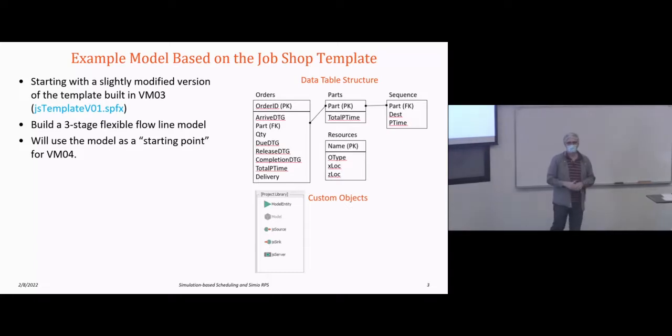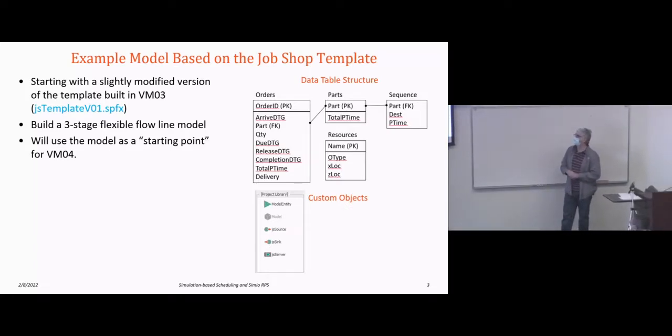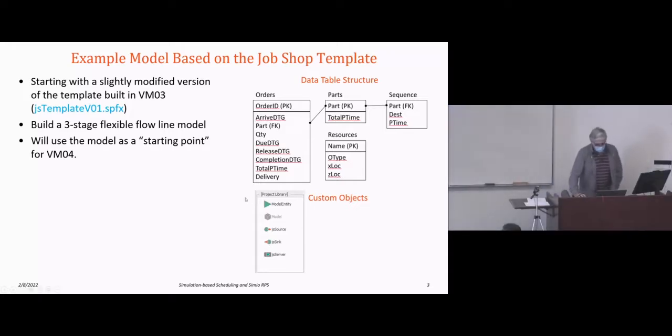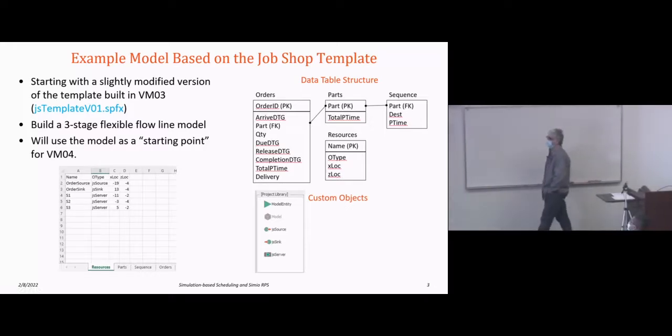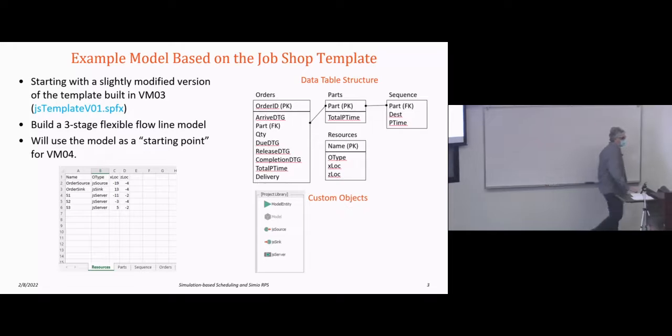So when an order comes through the sink, it automatically records that completion time. And so what I'm going to do today is use that structure. I have an Excel workbook here that I'm going to use to build this flexible flow line model, and then we're going to talk about that. Okay? So let's do that.